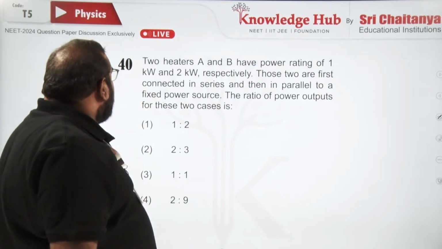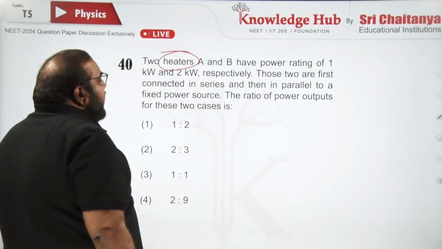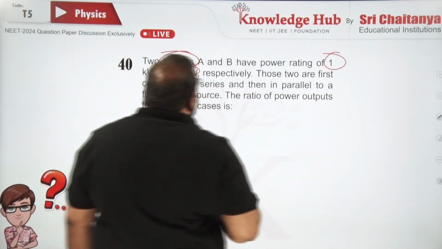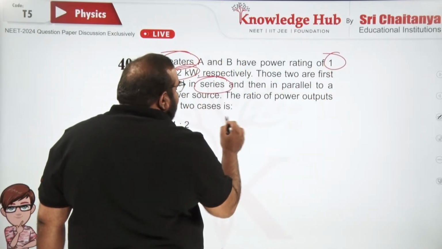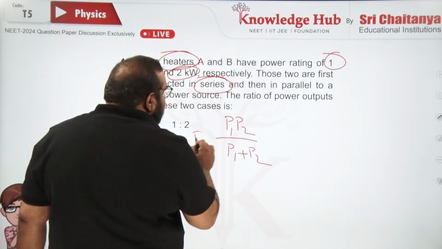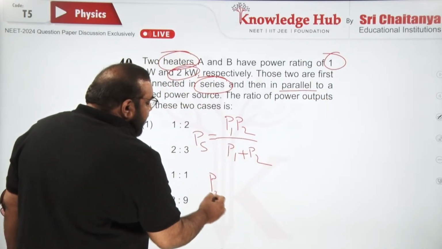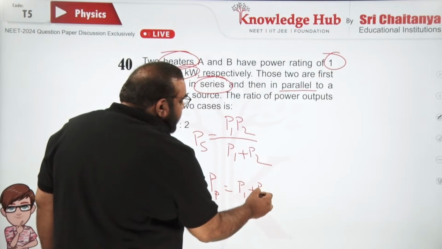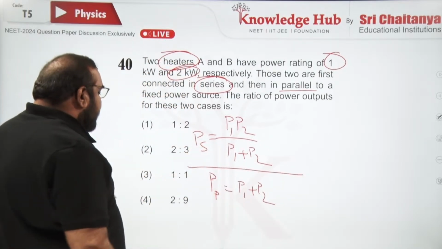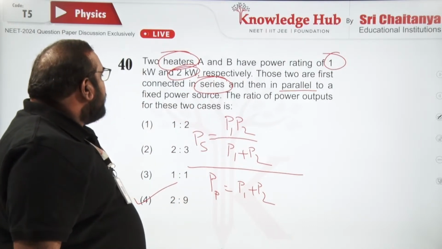Let us go for the 48th question. Two heaters, A and B, have power ratings 1 kilowatt and 2 kilowatt. Those two are first connected in series. Then effective power, we could write P1 P2 upon P1 plus P2. This is for series combination. And second, they are connected in parallel. For parallel combination, direct addition P1 plus P2. In both the cases, the power ratio is asked. So if you take the ratio, you will get 2:9, by simply substituting P1 is 1 and P2 is 2 kilowatt.